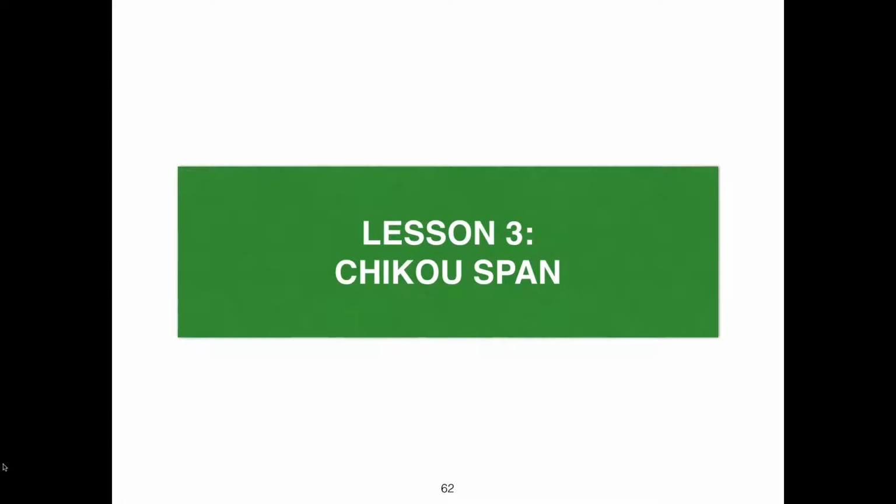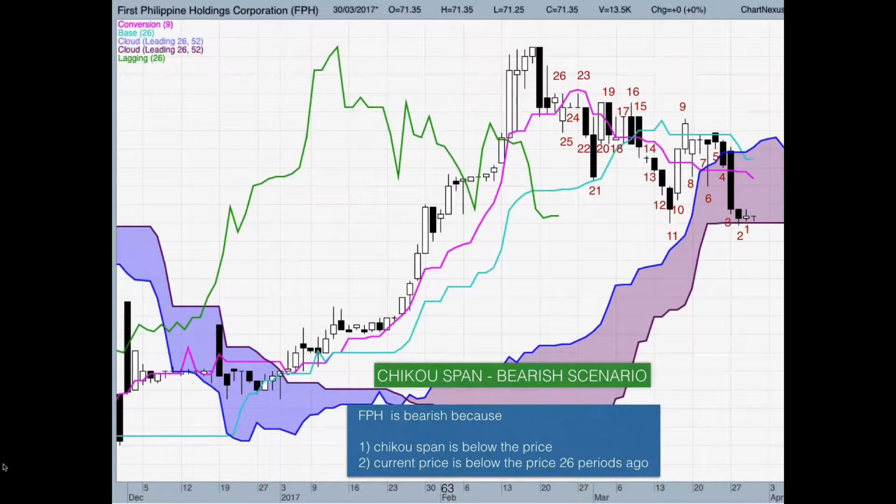Now let's go to lesson 3, the Chikou span. Now the Chikou span is one of the most underutilized but more important aspects of the Ichimoku system. It is a time-shifted line because from the current closing price, you count 26 periods backward to get the latest point on the line. This helps us gain a clearer perspective of current price action with respect to the past 26 periods. This Chikou span helps determine the direction of the current trend.